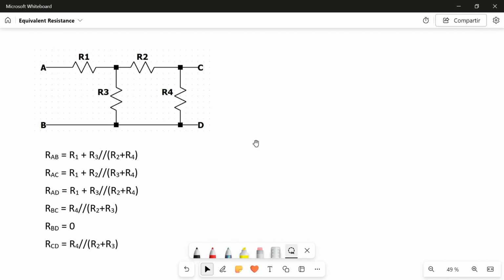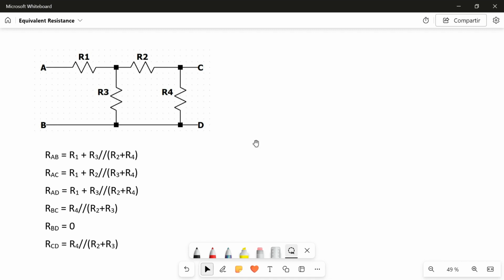Hello everybody, this video is about understanding and calculating the equivalent resistance of a network of resistors. This is a simple concept, but sometimes it's easy to get confused about it. So let's take this example.